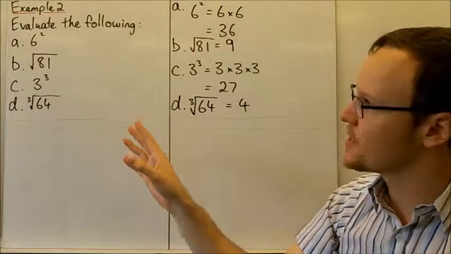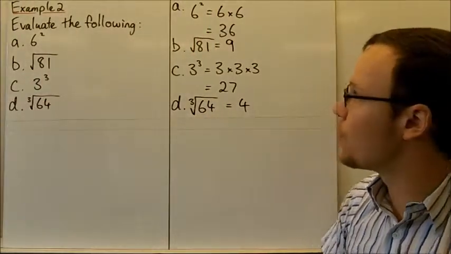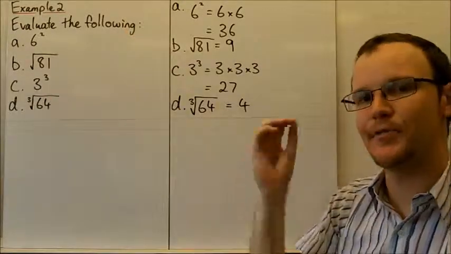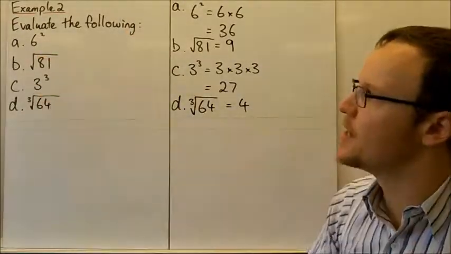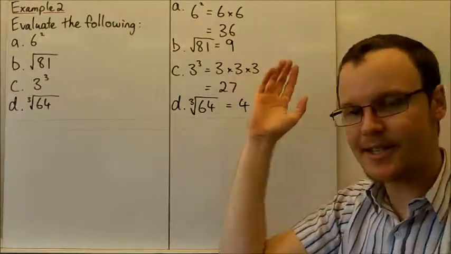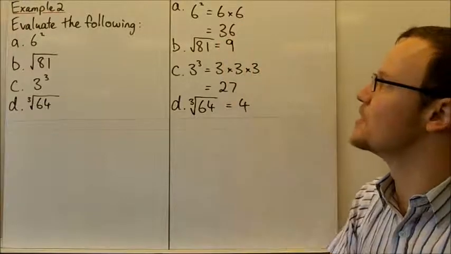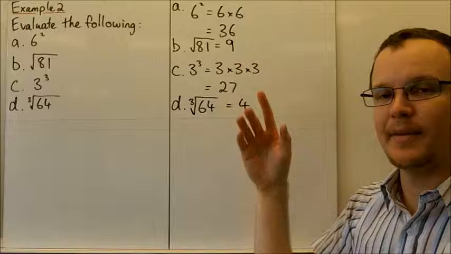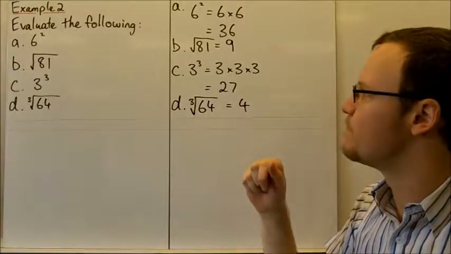Here's our second example. We've got four little questions to do. So we're evaluating, so finding the value for these expressions that we've got here. So 6 squared, that's 6 times 6. 6 times 6 is 36. The square root of 81, that's 9, because 9 times 9 is 81.